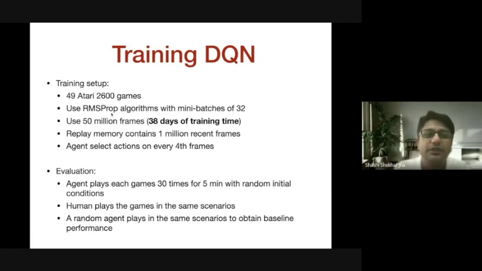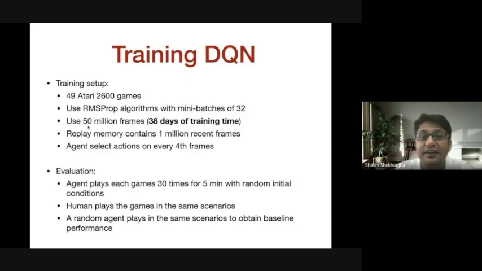They used RMS prop algorithm. So that is used in the backpropagation. RMS prop was used. They used 50 million frames. So individual frames of games, right? 50 million frames were used. 5 crore frames were used. So yes, training such networks is no joke. Okay, you cannot just train it.